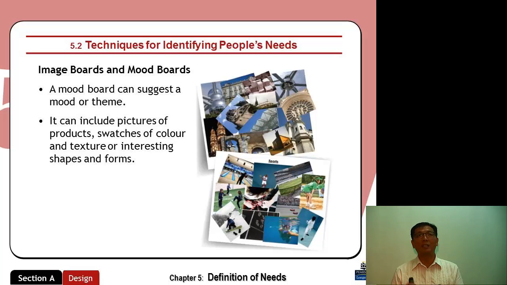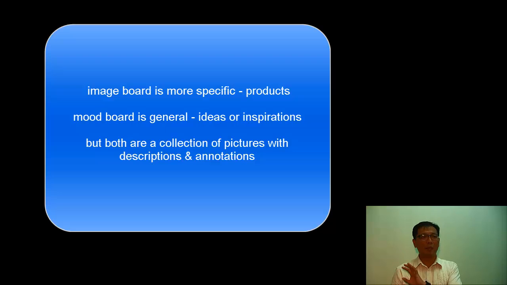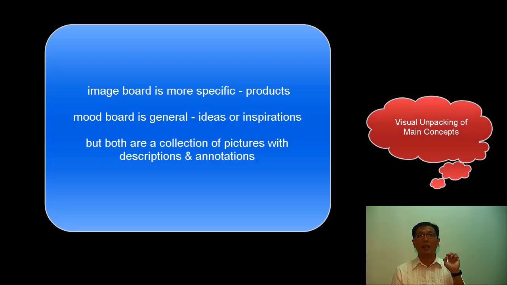Image board, on the other hand, is more specific. You want to look at all the board games that you have, and therefore you have a smattering of a few games, and then you sort of break them up and you study out what are the needs there. A mood board, on the other hand, is more generic, more general. It's sort of like give you the mood. Okay, so that's the difference between a mood board and an image board. To me, both is just a visual unpacking, deconstruction of the theme or the thing that you want to do.